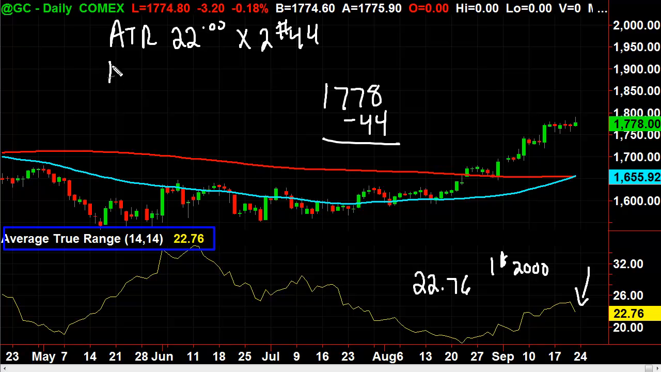Now, if you're not cool with that big of a stop, and that does not fit your risk parameters, then you can go an ATR of 22, and you can say, okay, I'm willing to use half of an ATR or a quarter of an ATR, and just know that you may have to get in it 2 or 3 times in order to hold on to it. So that's how you do a stop.